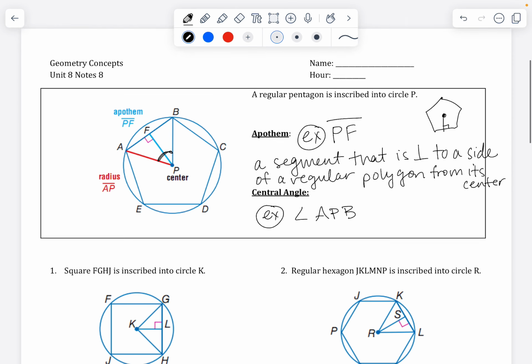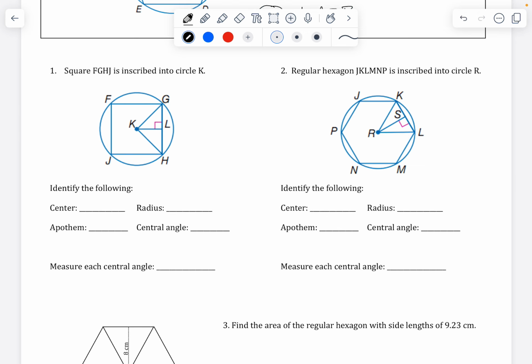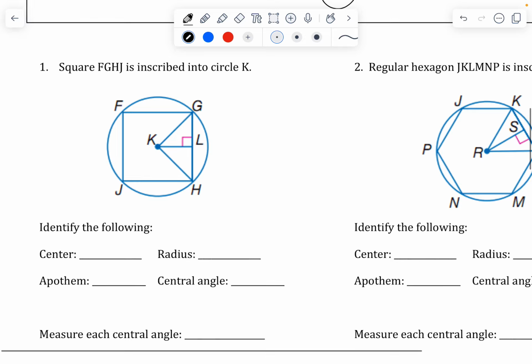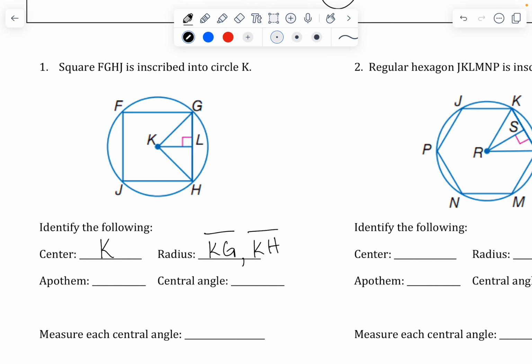Okay, so let's go down to number 1. Number 1, they want us to try to identify lots of things on this picture. For example, what is the center? Well, if you look closely, see how point K is right in the middle of the circle, and K is the center. Remember, a radius starts in the center of a circle and goes to the edge. So like segment KG is a radius. And then there's another one, segment KH. That's also a radius. Take a look at those, where they are on the picture.